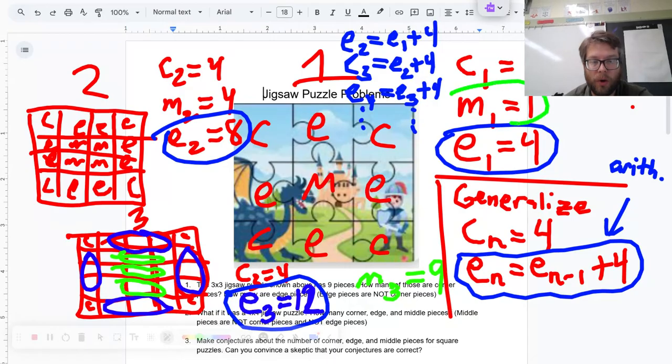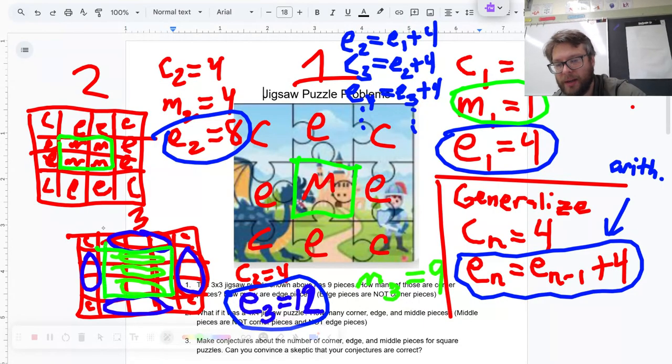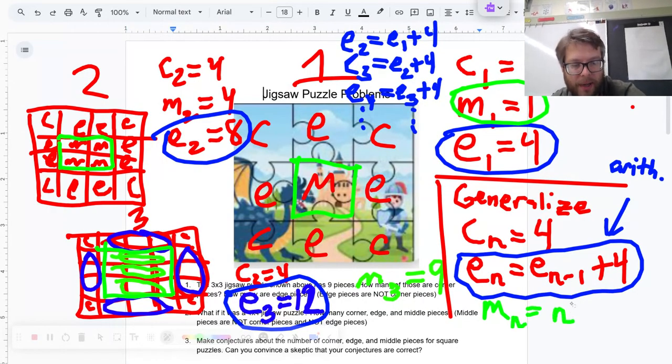The last one, the middle pieces, that one grows in a different pattern. We have a 1 by 1 square in the middle for pattern number 1. Then we have a 2 by 2 square in the middle for pattern number 2. Then we have a 3 by 3 square for pattern number 3. So the number of middle pieces for pattern number n is just an n by n square, n squared.